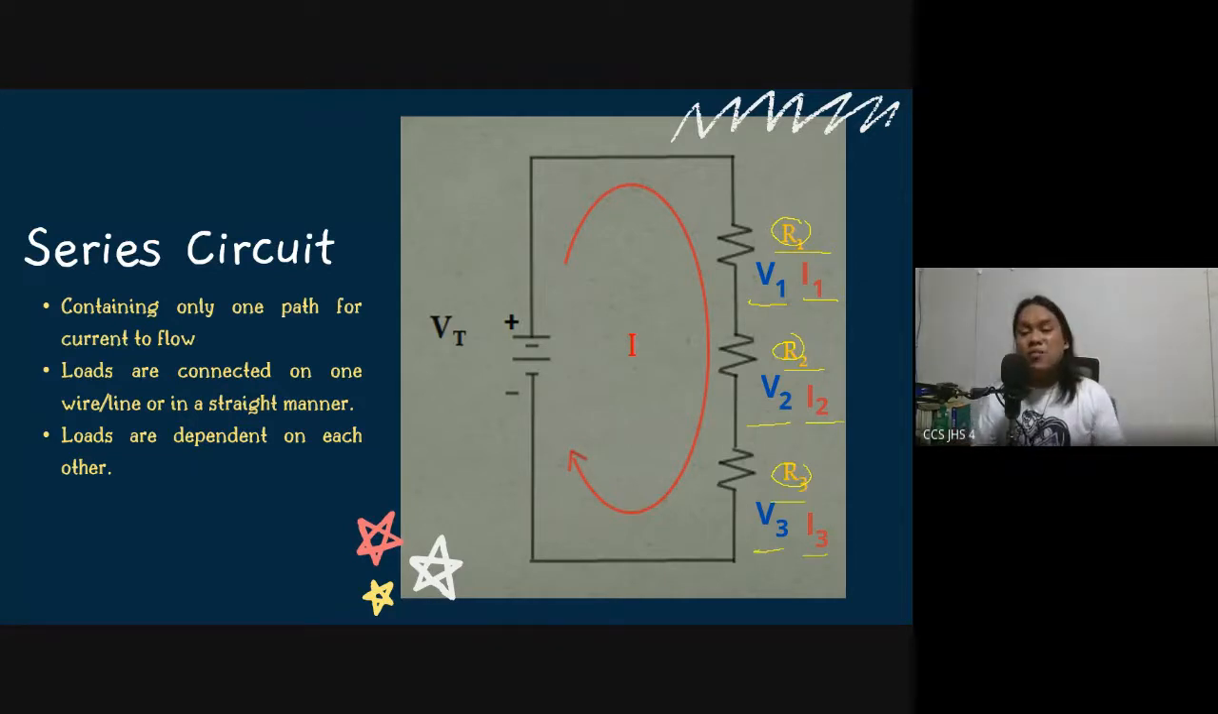Those I sub 1, I sub 2, and I sub 3 refer to the number of loads. So if you have 4 loads, you have R sub 4, I sub 4, and V sub 4. Understood? Aside from that, we also have our total voltage, total current, and total resistance: R sub T, I sub T, and V sub T.